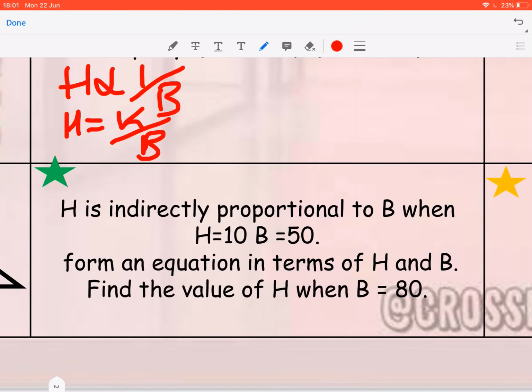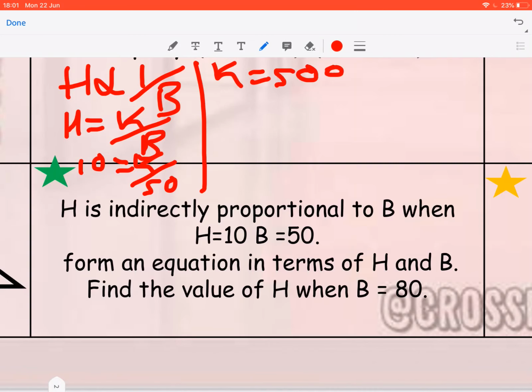That's the important bit. I know H is 10 when B equals 50. So 10 equals K over 50. That would mean, if I times through, K equals 500. So my formula, if I substitute K back in, H equals 500 over B. Job done. Last one, okay?